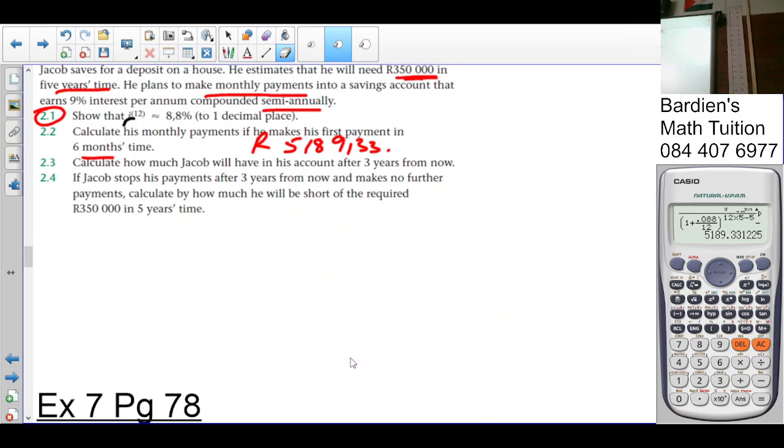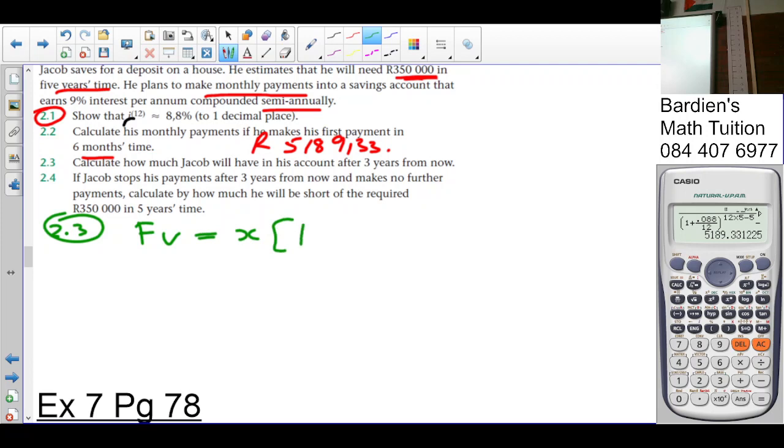Okay, let's look at the next question. Question 2.3. Calculate how much Jacob will have in his account after 3 years from now. So, future value, not so. Why? So it's investment. Not so. Future value is x into 1 plus i, the exponent n minus 1 over i. I didn't need to write the formula down again. We're calculating the future value, because they want to know, calculate how much will you have.